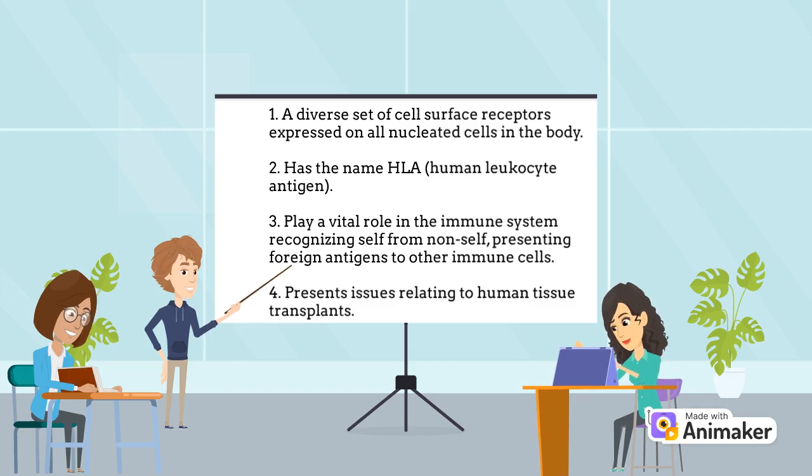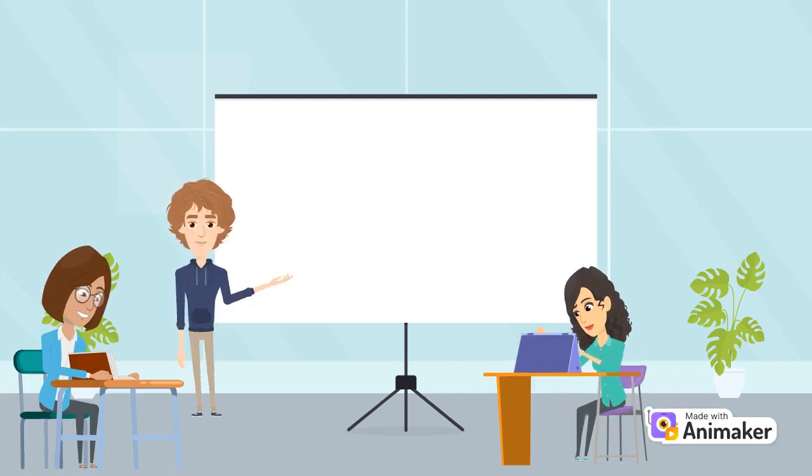I'm going to go first with a little introduction of MHC Class 1. So, what is Major Histocompatibility Complex Class 1? Basically, MHC Class 1 is a diverse set of cell surface receptors expressed on all nucleated cells in the body, as well as platelets. In humans, MHC also has the name HLA, which stands for human leukocyte antigen, and there are three subtypes, HLA-A, HLA-B, and HLA-C. These molecules play a vital role in the immune system, recognizing self from non-self and presenting foreign antigens to other immune cells. HLA class 1 alleles are extremely polymorphic among the world population, which presents issues relating to human tissue transplants. I think I have finished the introduction part.